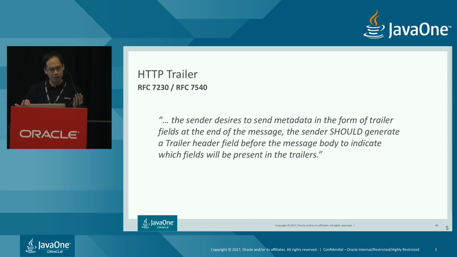Now, let me quote a wording from the RFC. It says that the sender decides to send metadata in the form of trailer fields at the end of a message. The sender should generate a trailer header field before the message body to indicate which field will be presented in the trailer. Okay, that sounds complicated. Now, let me try to extract the information from this statement. First of all, the trailer field is some metadata. Can it be anything? Metadata means header here. So it will be a header here, okay?